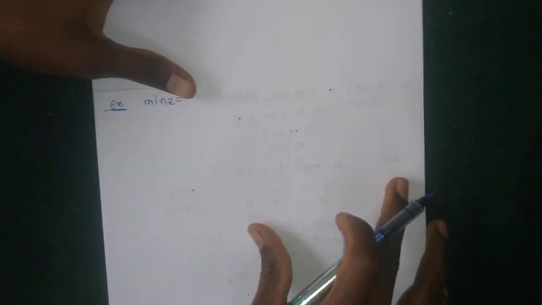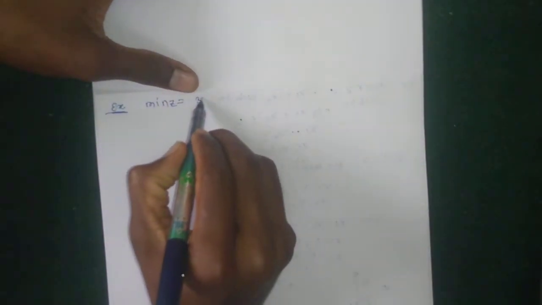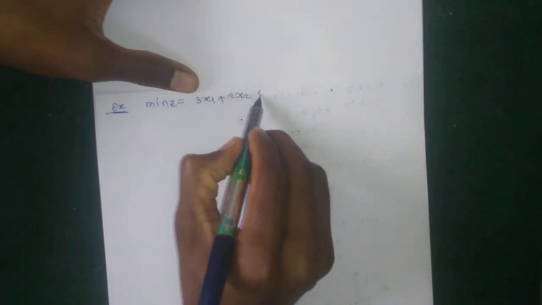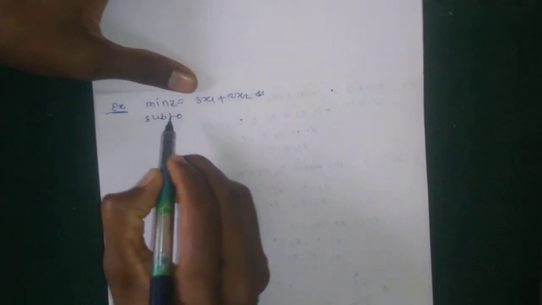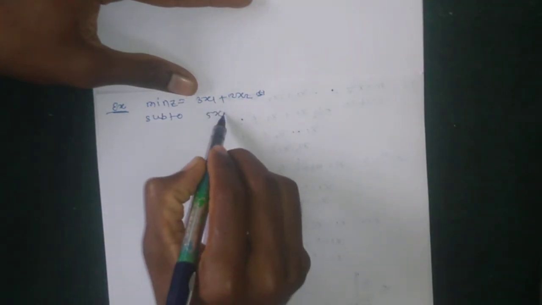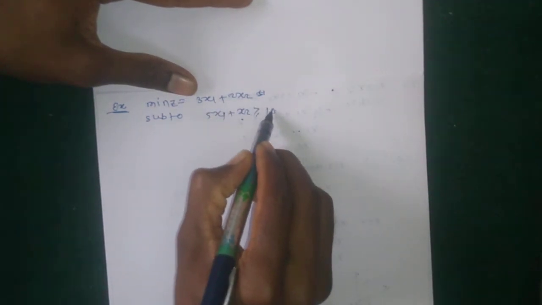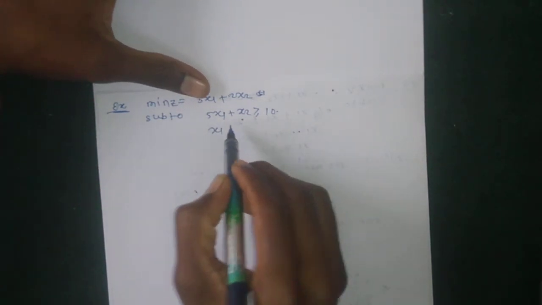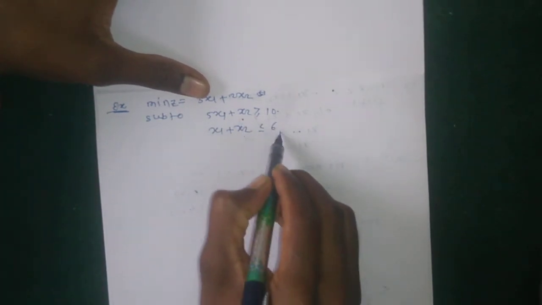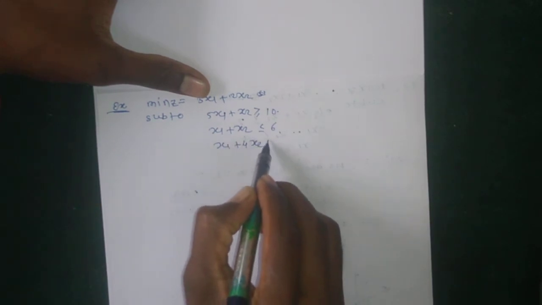Okay, then next example. Here the given problem is to minimize z. Minimum z is equal to 3x1 plus 2x2 subject to 5x1 plus x2 is greater equal 10, then x1 plus x2 is less equal 6, and x1 plus 4x2 is greater equal 12. Okay, solve this problem.